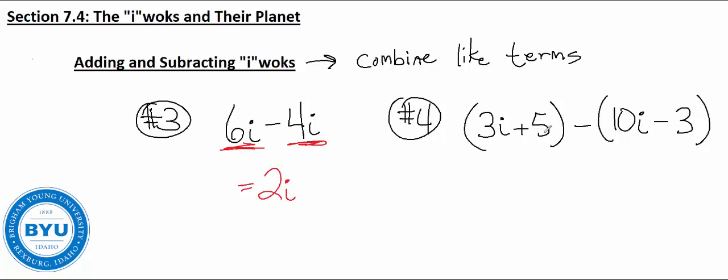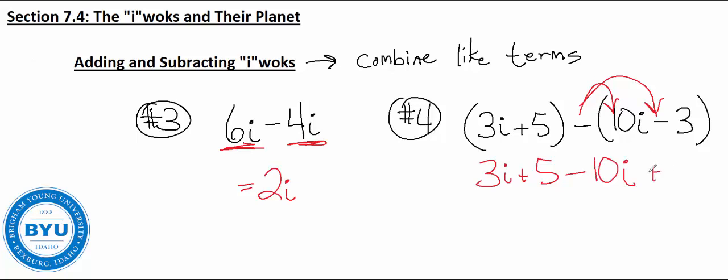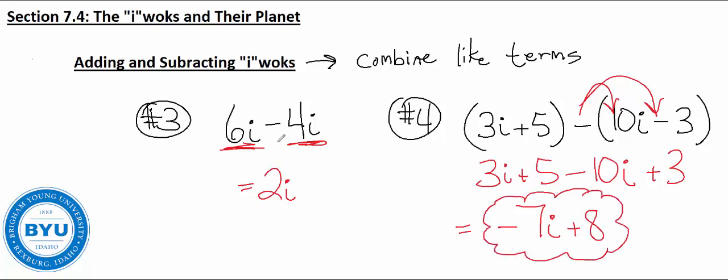Here, ooh, we've got some parenthesis and a minus. You're going to want to distribute the negative in, just like we would in normal algebra. We go minus 10i plus 3. Don't forget to take that minus to both the values in the second parenthesis. And then we add these i's together. 3i minus 10i, well, that's negative 7i. And 5 plus 3, that's plus 8. And so there's our answer on that one. We can combine i's and we can combine normal numbers under addition and subtraction.